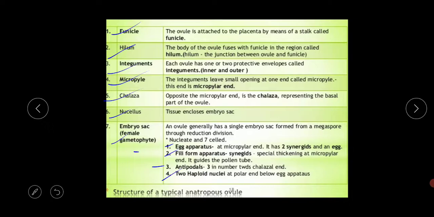I have made this slide for your easy memorization, because all those 7 parts are very important for the ovule structure. Okay, and during your exam you have to remember each and every part. These types of questions may come as a 1-mark, 2-mark or 5-mark question, whatever, but you have to remember each and every part of the ovule.